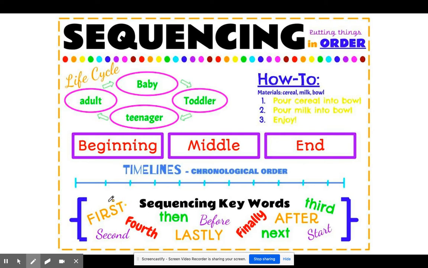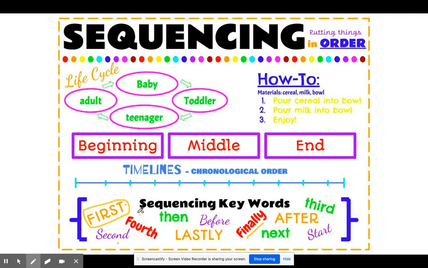Now, I need you to hear me very clearly. These are also used as transition words. So even if an author is writing about cause and effect, you may still see things like first or finally, okay? It doesn't always mean that it's sequencing. If I only see first one time, it's probably not sequencing, okay? I need to see multiples of these signal words and really ask myself, is the author putting something in order, or is the author just helping move his passage along?